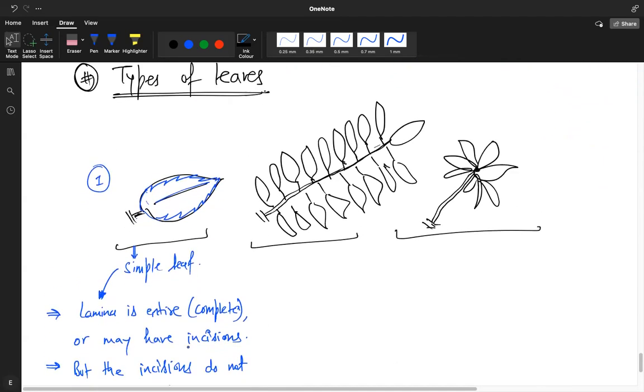And now what happens is, if you see that these incisions, basically this incision, if it comes and touches the midrib, then the leaf becomes compound. So these two kinds of leaves that you're seeing here, this one and this one, are compound leaves.